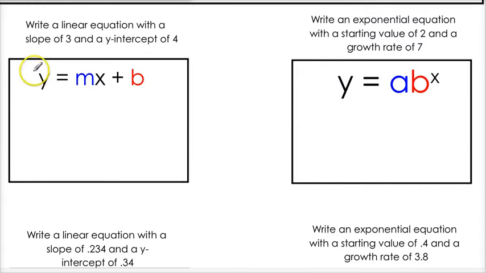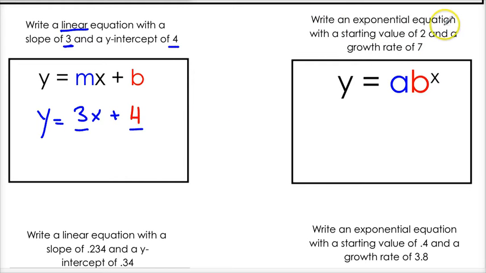Now, if you're not catching my drift, let's do some examples here. For our first example, let's write a linear equation with a slope of 3 and a y-intercept of 4. So our slope is 3, y-intercept is 4. That's pretty straightforward, right? It's going to be y equals 3x plus 4. That's the equation of a line. Now that's our slope, that's our y-intercept, and we're doing great.